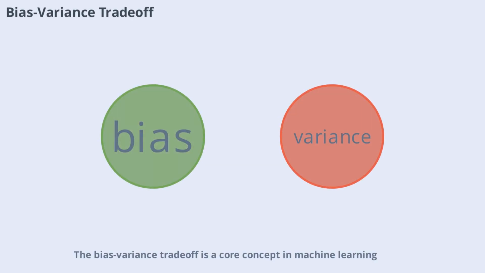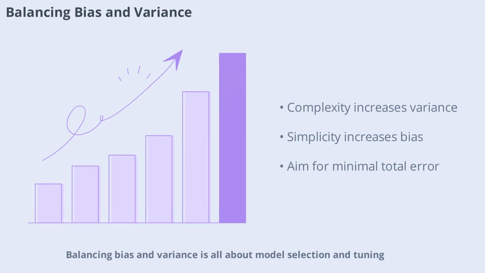Bias variance trade-off is a core concept in machine learning. Bias refers to errors from overly simplistic models that miss important patterns, leading to underfitting. Variance, on the other hand, is the error from models that are too sensitive to small fluctuations in the training data, leading to overfitting. The goal is to find a sweet spot where both bias and variance are balanced, minimizing total error.